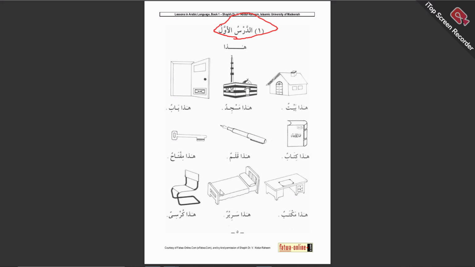In short, hadha we just use to indicate something. Like look, hadha baytun. This is house. Hadha masjidun. This is masjid. This is house, and this is door, and this is book, and this is marker, and this is pen, this is key.